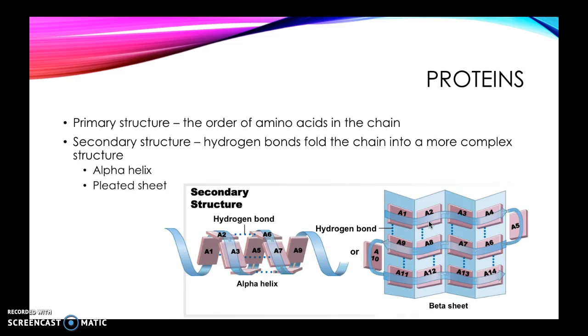Proteins have four different levels of organization. The primary structure is just the order of the amino acids in a protein chain. Since there are about 20 amino acids, I think of them like the letters of the alphabet. And so the primary structure are the words that are formed by these 20 letters. The secondary structure is due to the hydrogen bonds between the amino acids. It could be in an alpha helix or a pleated sheet.